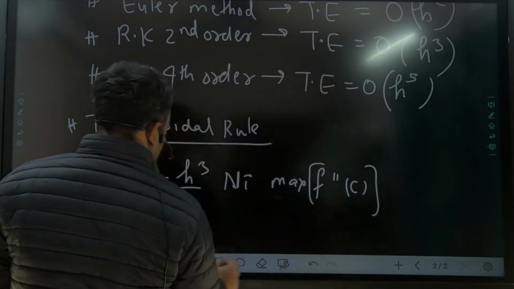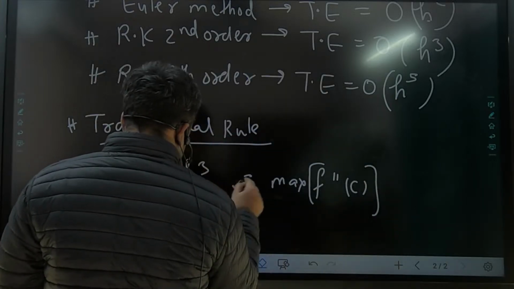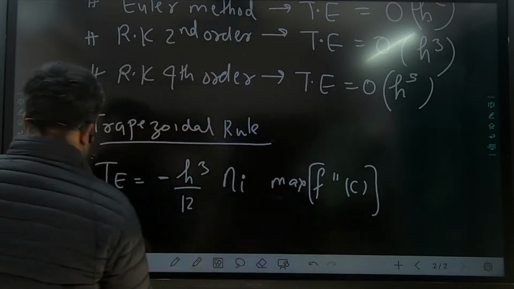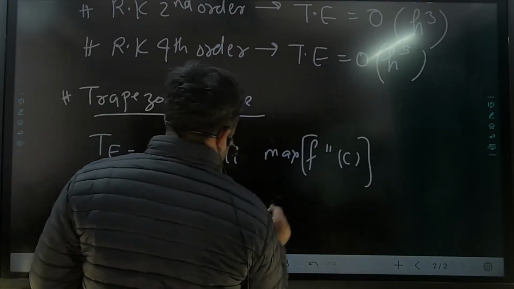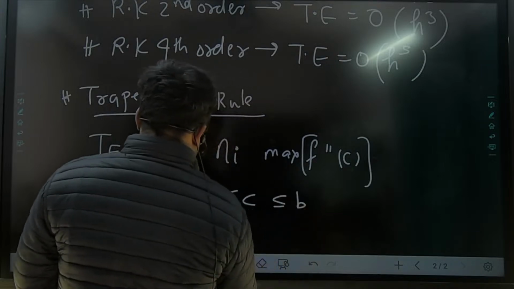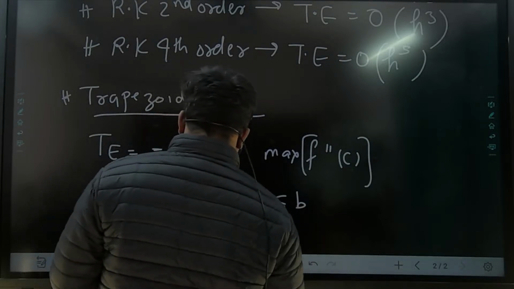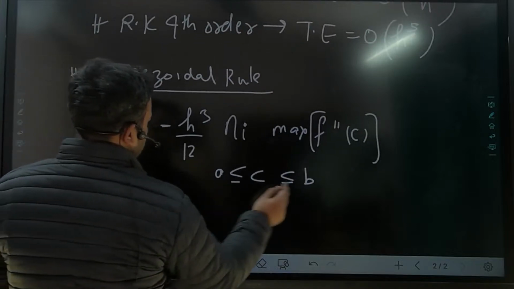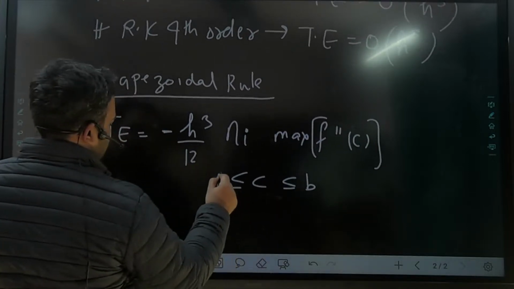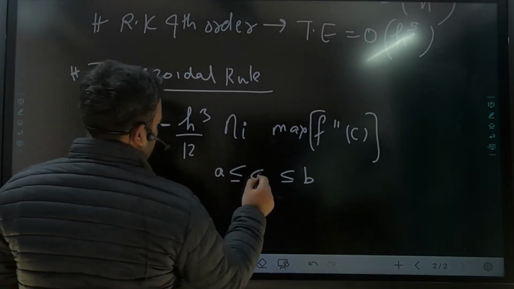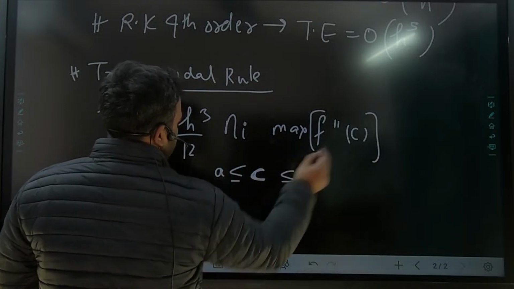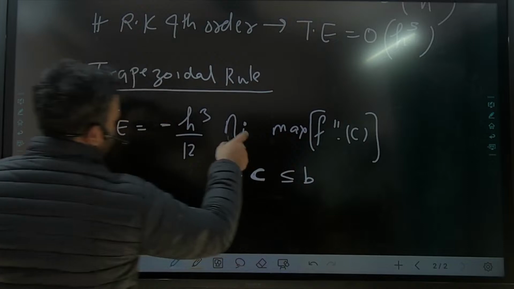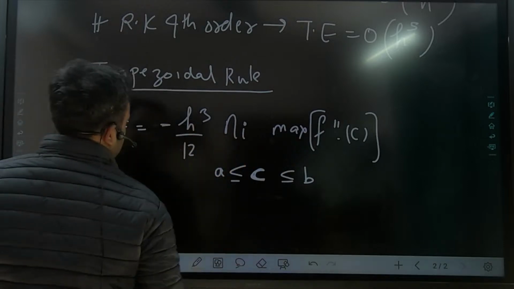This is the small n we have denoted, the small n. Here c lies between a and b, where a and b are nothing but the upper and lower limits. In between, we have the c value at which we calculate the maximum value of the second order derivative, and we multiply it with ni and h cube by 12.